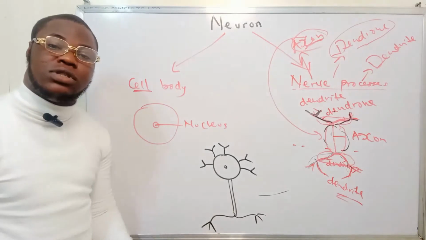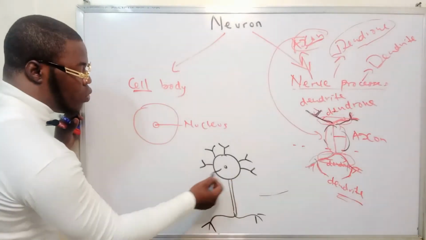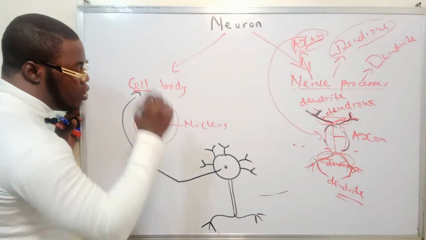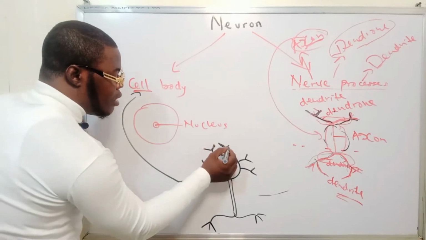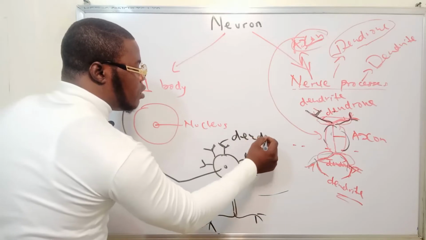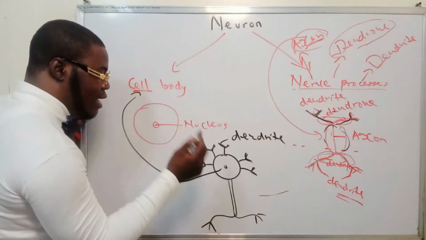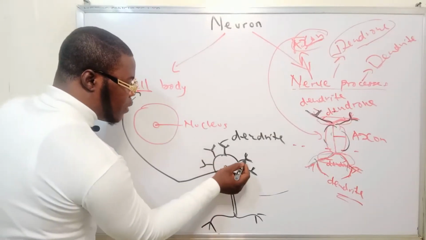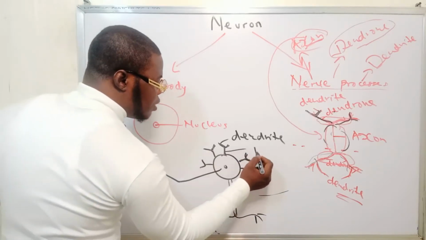Now, let's try and label this. You already know that this structure at the center is called the cell body. The leaf-like structures on top are called the dendrites. And the one under this Y structure, they are called the dendron.